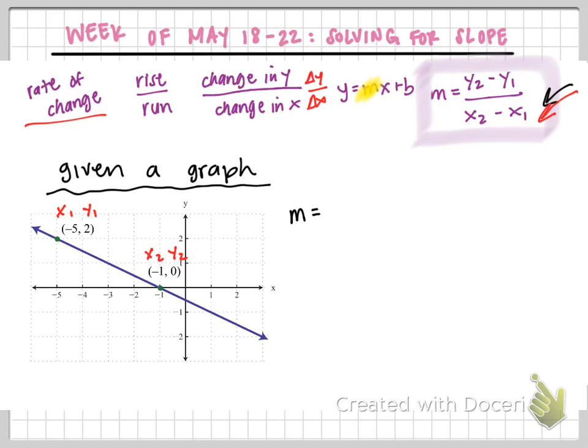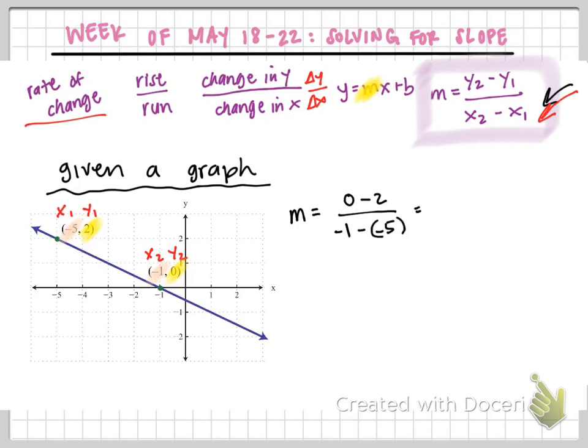M equals y2 minus y1, y2 minus y1, 0 minus 2. And on the bottom, we need x2 minus x1. So x2 is negative 1, minus x1 is negative 5.